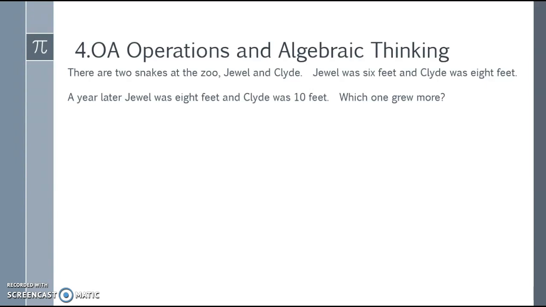There are 2 snakes at the zoo, Jewel and Clyde. Jewel was 6 feet and Clyde was 8 feet. A year later, Jewel was 8 feet and Clyde was 10 feet. Which one grew more?